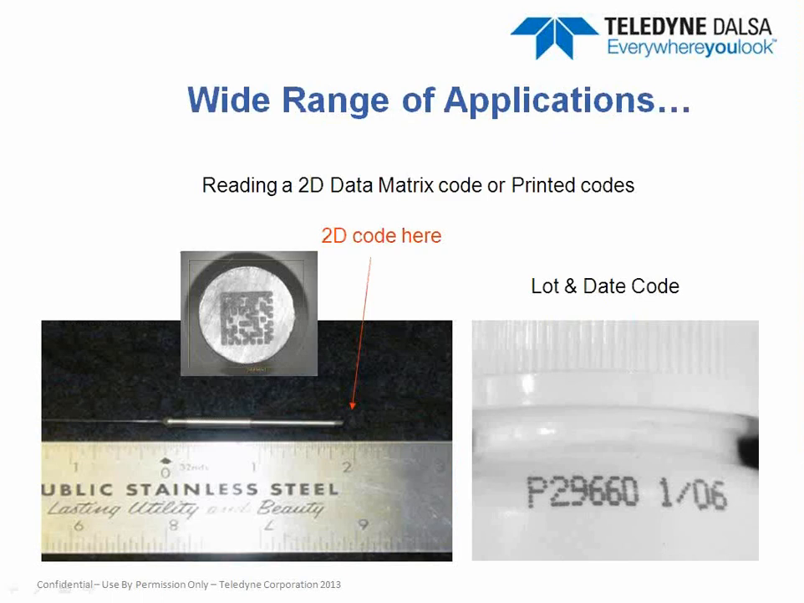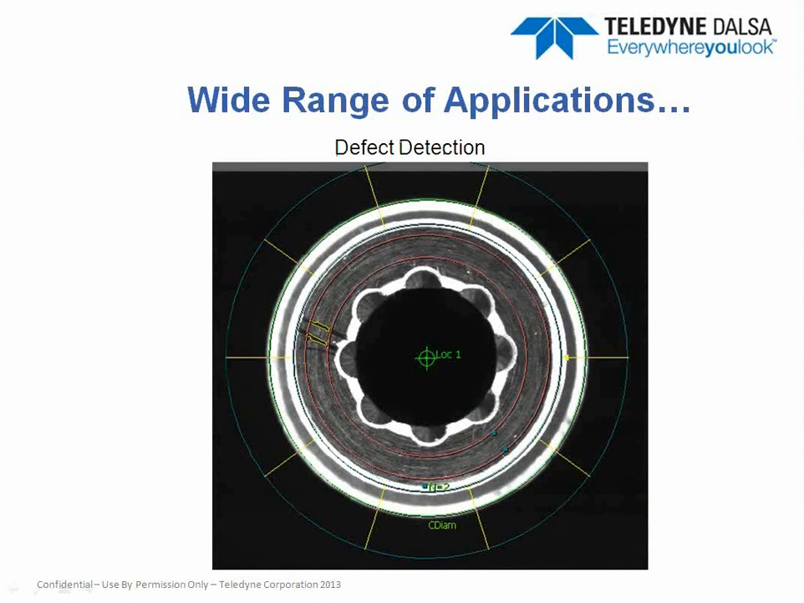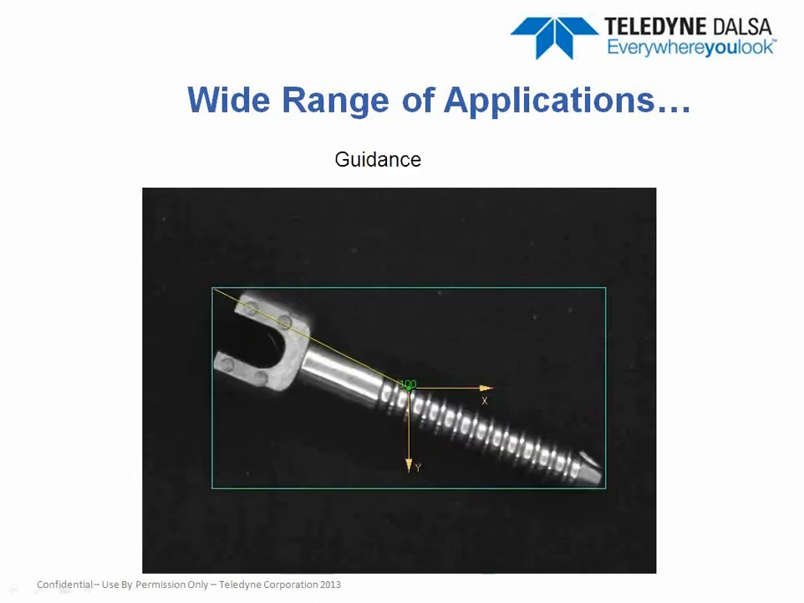There's a wide range of applications. For example, code reading, 2D codes, lot codes, part measurement, where you want to measure certain features, angles, distances. Defect detection. Again, this is one where lighting is very, very critical to enhance the kind of defect features that you're looking for in the areas that you're looking at. Guidance. If you have a pick and place kind of application where you want to find the XY coordinates of a part as well as rotation.